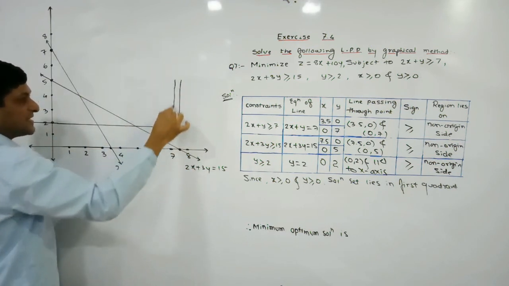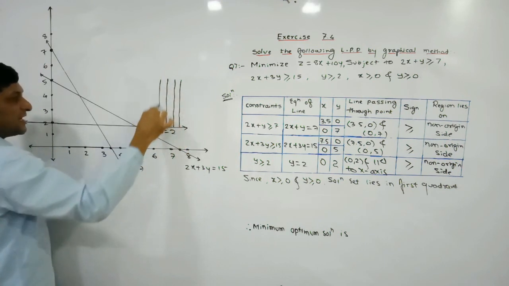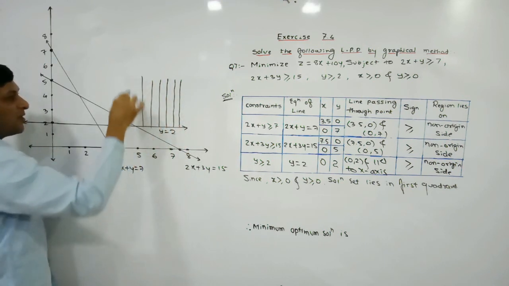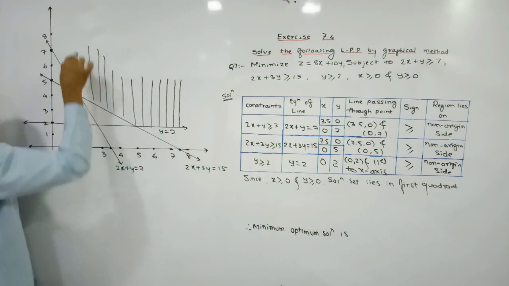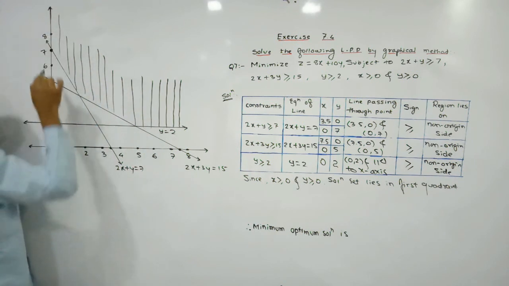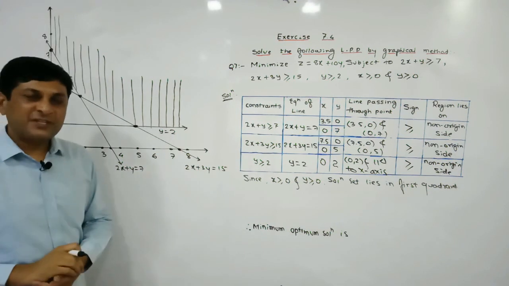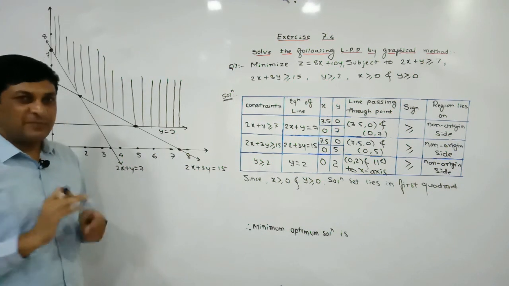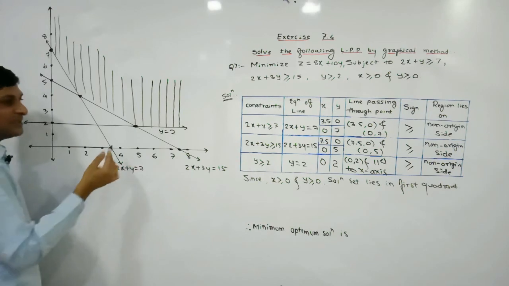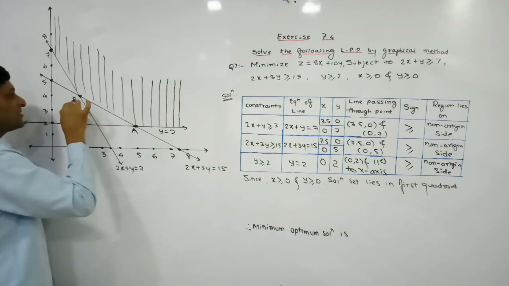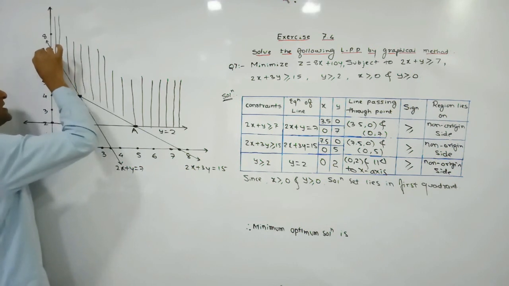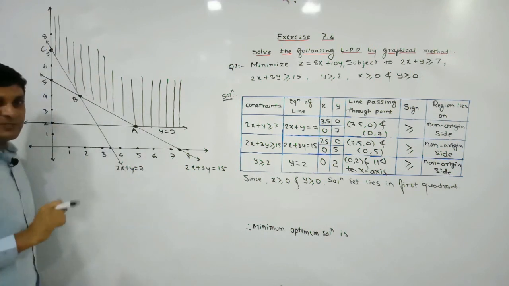So here we can say that the shaded portion is our required solution set. In this way we are able to find the solution set of all the given constraints. The shaded portion in the figure is nothing but our feasible solution. Once the feasible solution is known to us, denote the corner points by capital letters, which are nothing but vertices. So A, B, C are the vertices of this feasible region.